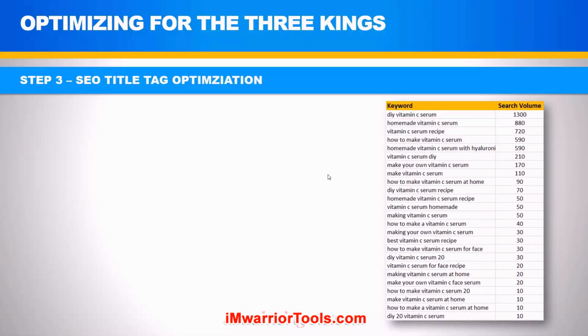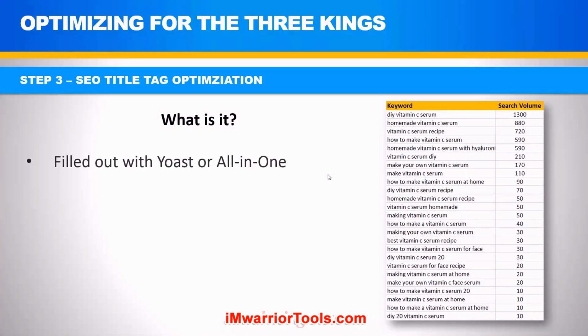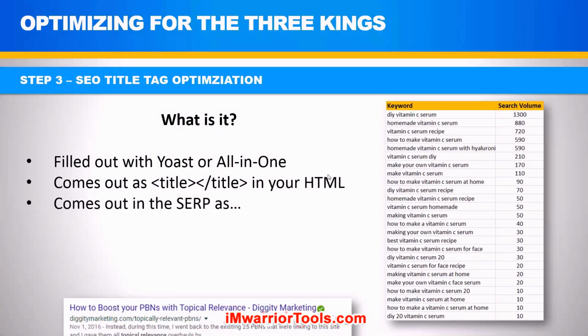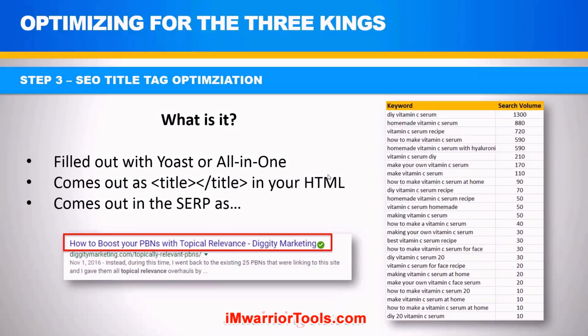Let's move on to SEO title tag optimization. Well, first off, what is it? The SEO title tag is usually filled out with Yoast or All in One SEO. When you look at the source code for your page, this comes out in the title brackets, like angled bracket title, and then ended with /title, angle brackets, in the HTML code. It comes out in the SERP result, so when you search on Google and you find your page, this is what labels the top of your result. So this is the SEO title tag.